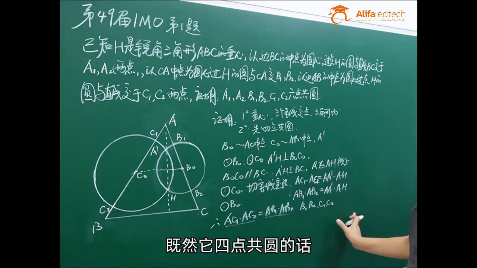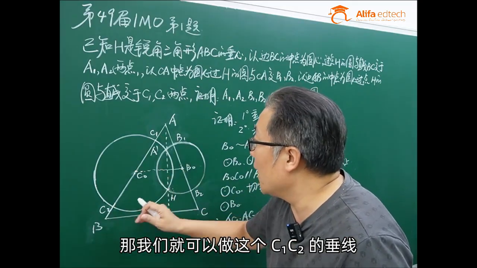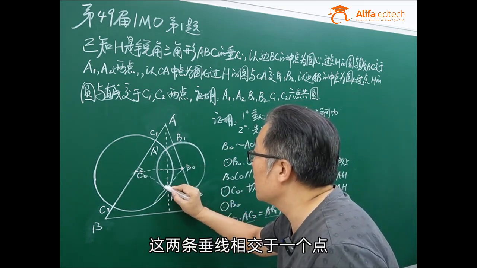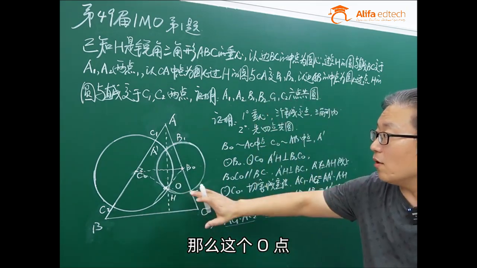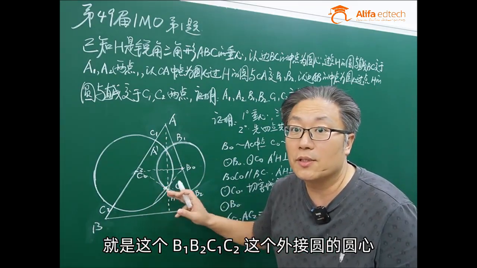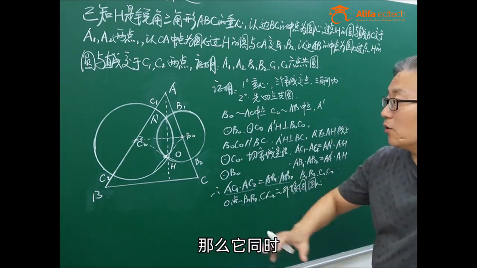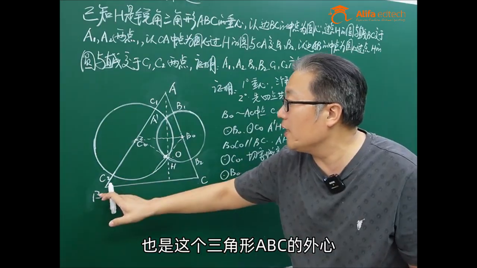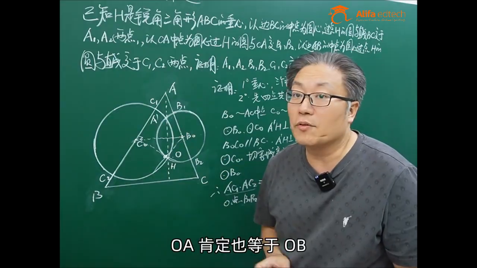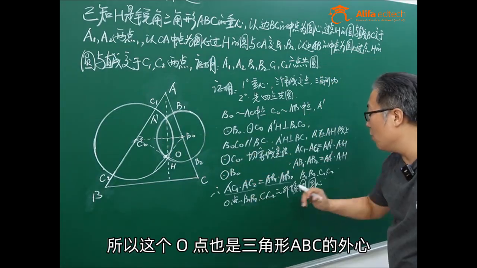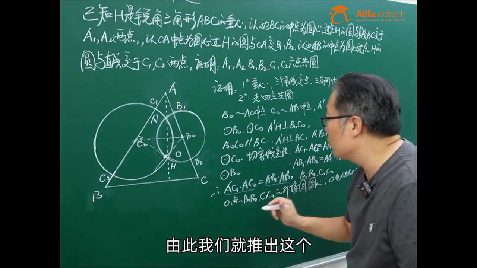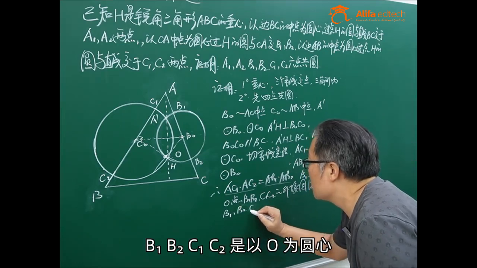Since the 4 points are concyclic, we can make the perpendicular bisector of C1C2 through C0, and the perpendicular bisector of B1B2 through B0, and these 2 perpendicular lines intersect at a point, which we call point O. Then O is the center of the circle through B1, B2, C1, C2, and it is also the circumcenter of the triangle ABC. Since C0 is the midpoint of AB, OA must also be equal to OB, and OA is also equal to OC. So O is also the circumcenter of triangle ABC.